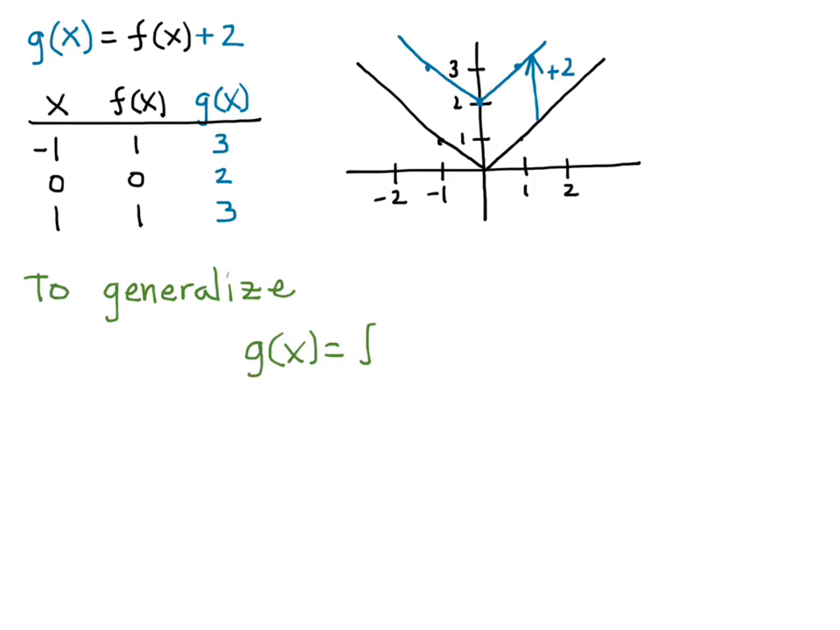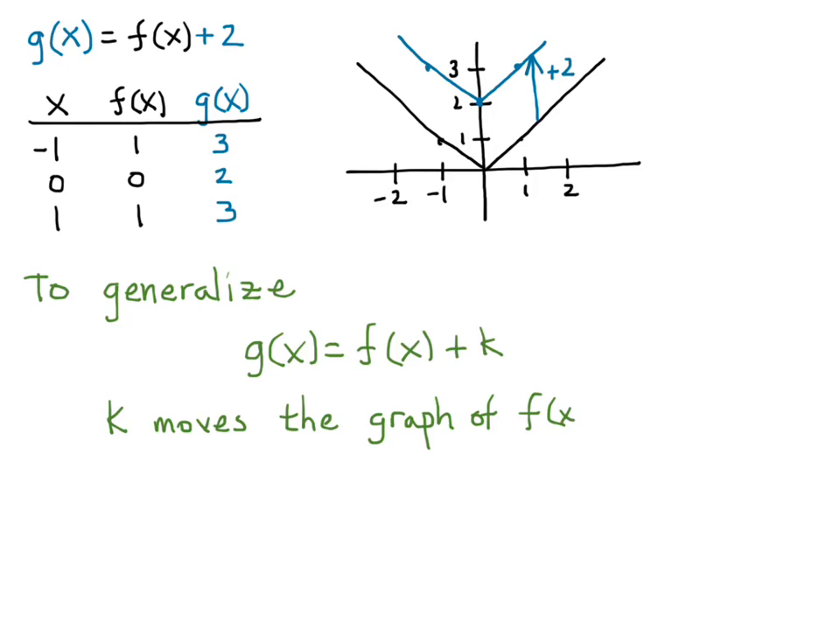So we're going to generalize these things as we go along. So we're going to say when we add a constant, it moves it k units, up or down depending on k's sign.